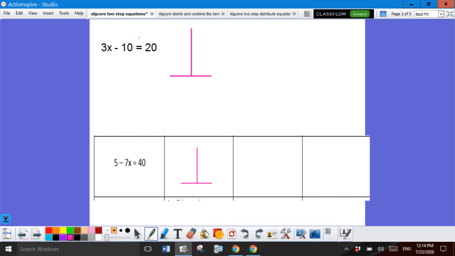3x minus 10. Well, remember, here's x. So the closest thing to x is the 3. So I have times 3, which becomes divide 3. Okay, so now I am here. So what is the closest thing to the 3x? Well, the next thing is minus 10, which becomes a plus 10.